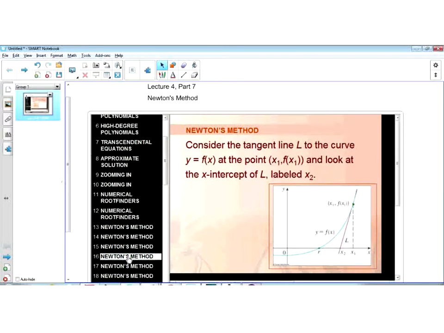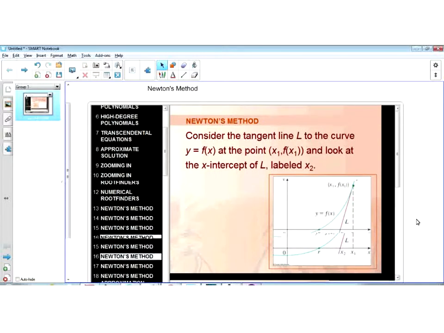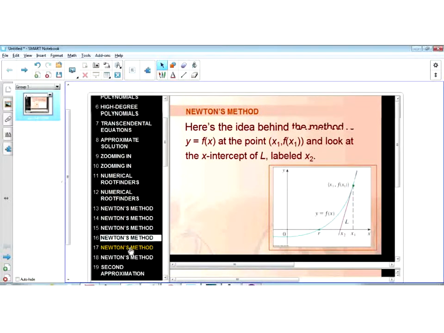So what we can do then is calculate the equation of line L. We consider the tangent line L to the curve y equals f of x at this point we talked about, and we look at the x-intercept of L, label it x2. And you notice that x2 is closer to r than x1 was, all right? So we have a better approximation to the root now.